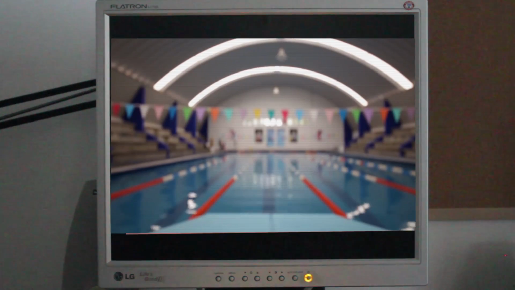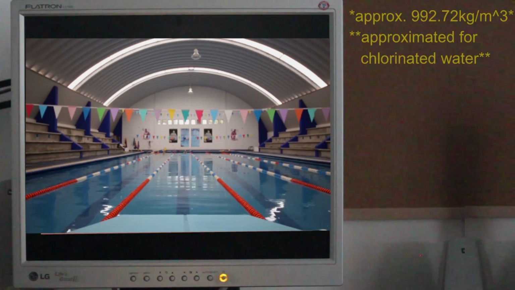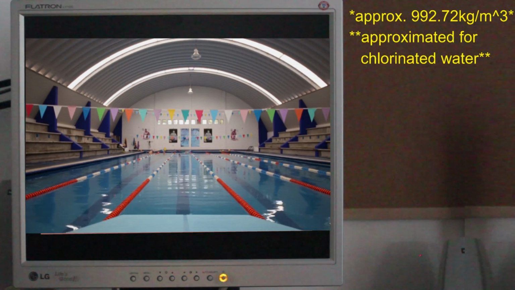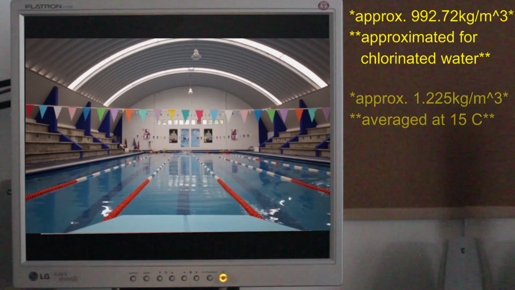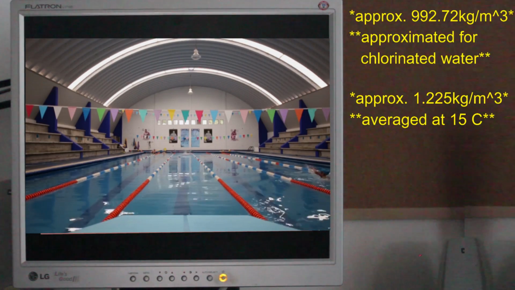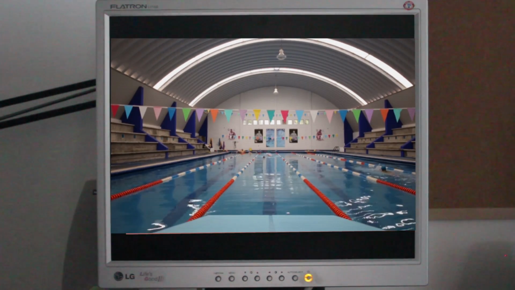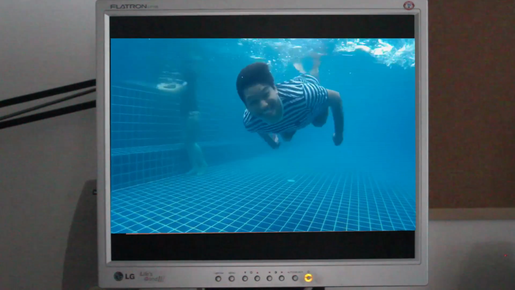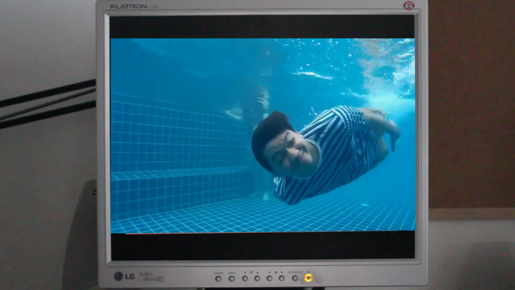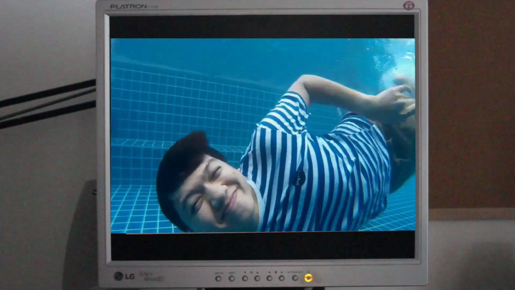First of all, fluid density can influence drag. For example, the density of pool water is about 992 kilograms per meter cubed. Compare that to air's typical 1 kilogram per meter cubed. Think about how there's more resistance when attempting to walk through water compared to walking through air.